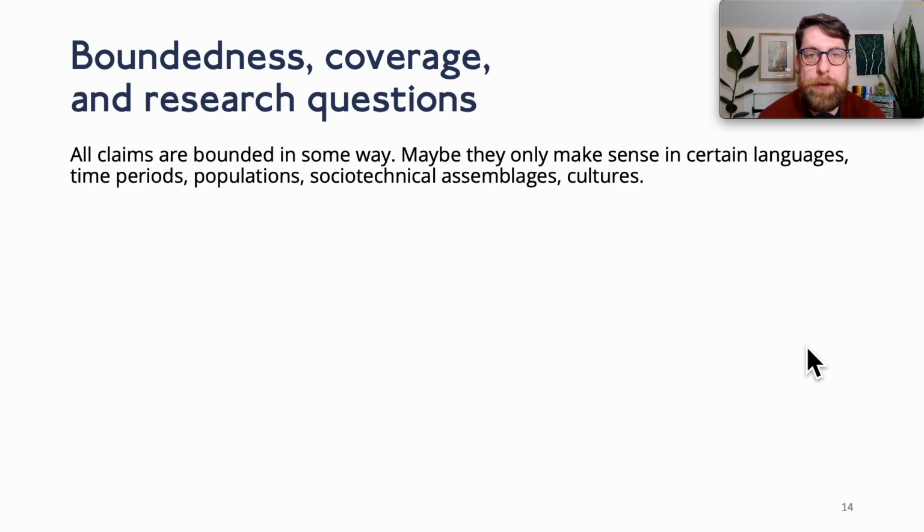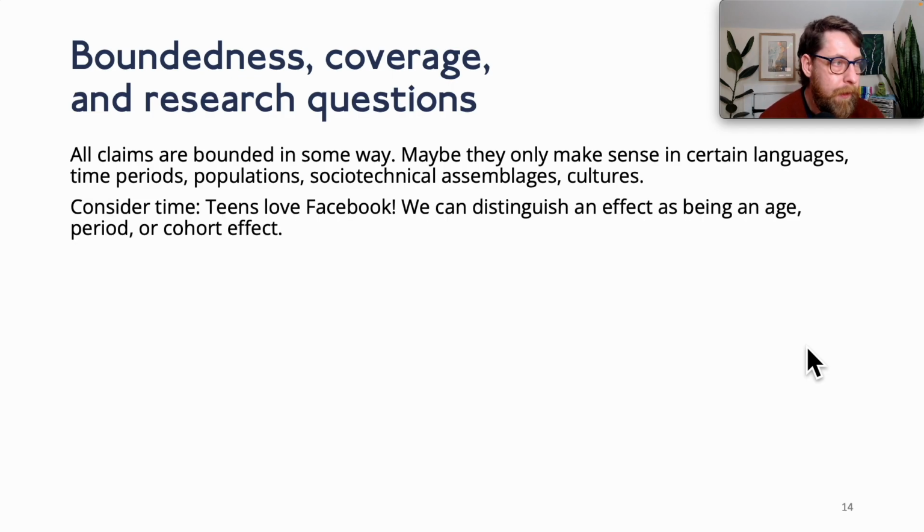Even within the same population, there can be cultures and subcultures of people who would understand the world slightly differently. So consider time as one example of boundedness. Imagine we make the claim teens love Facebook, which is not so true anymore. Imagine it's 2010, and we're looking at who is on Facebook, and we find that a lot of teenagers are on Facebook. It was just opened up to the public 2 or 3 years prior, and before then, it was only college students. A lot of teenagers started adding each other on Facebook.